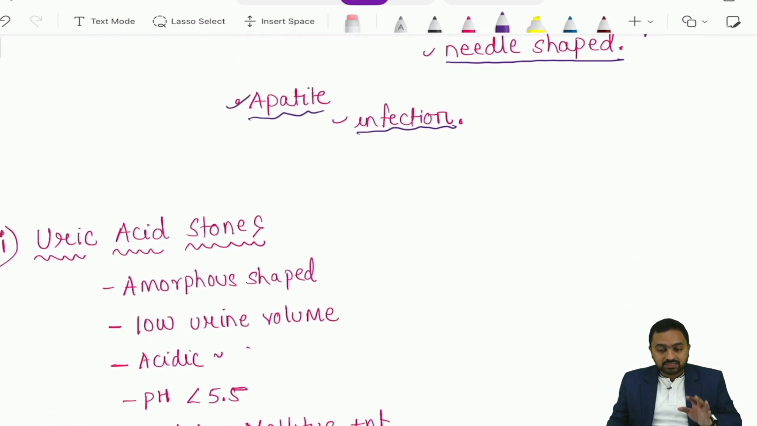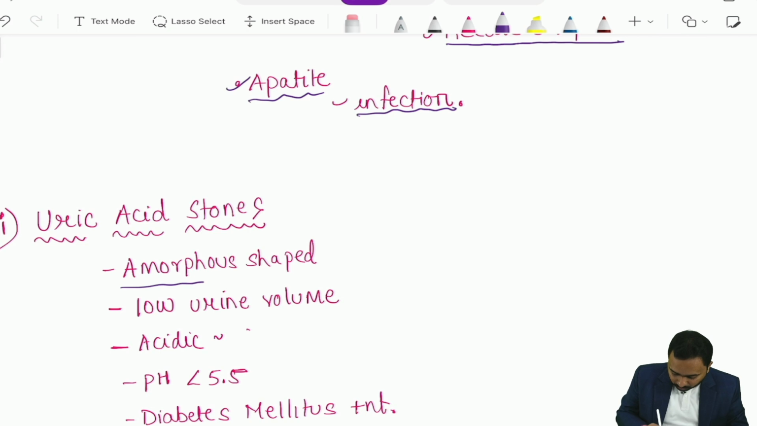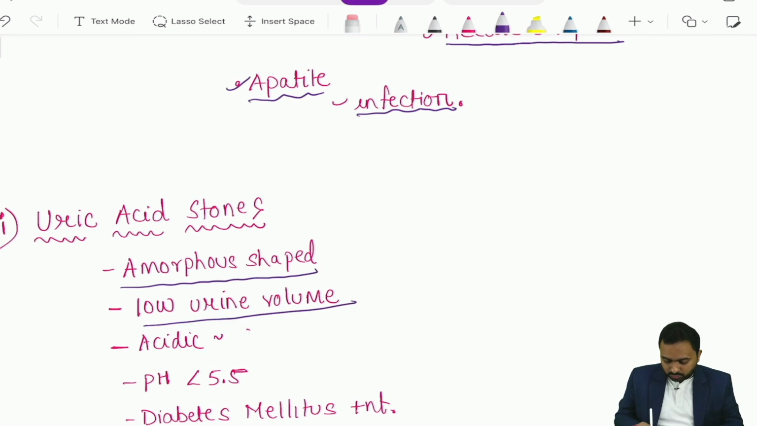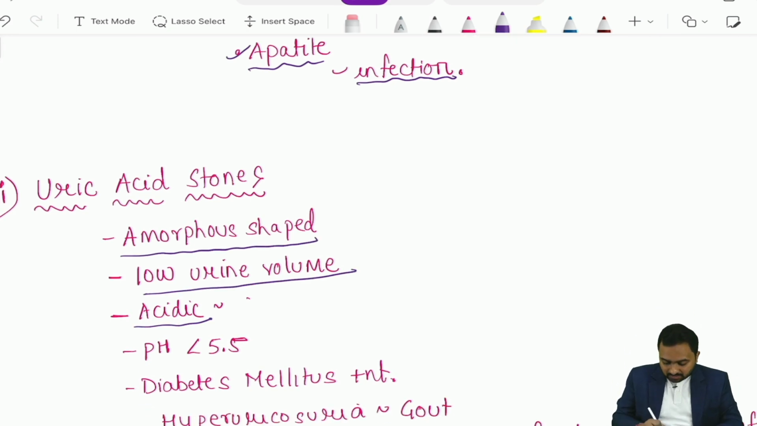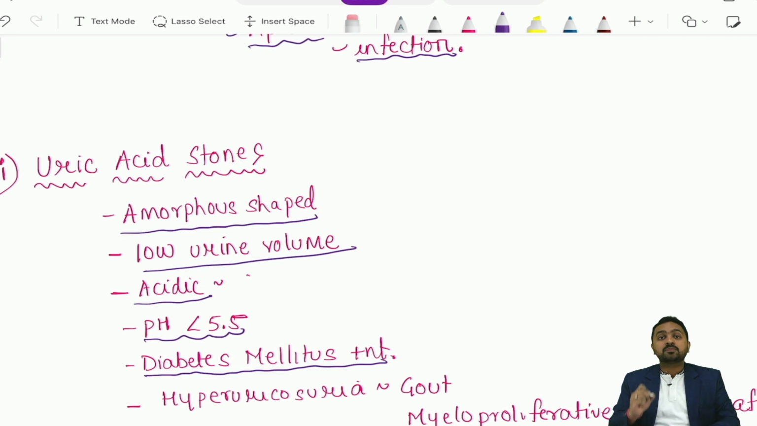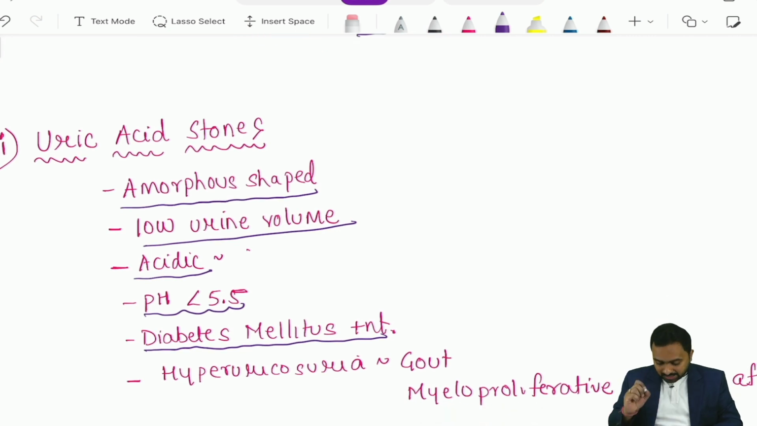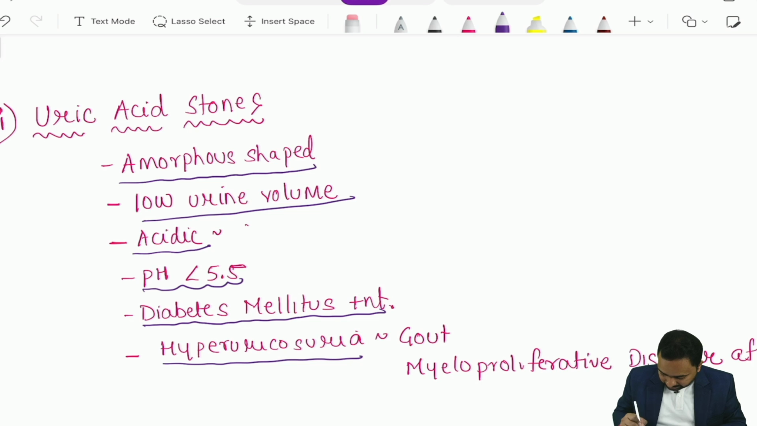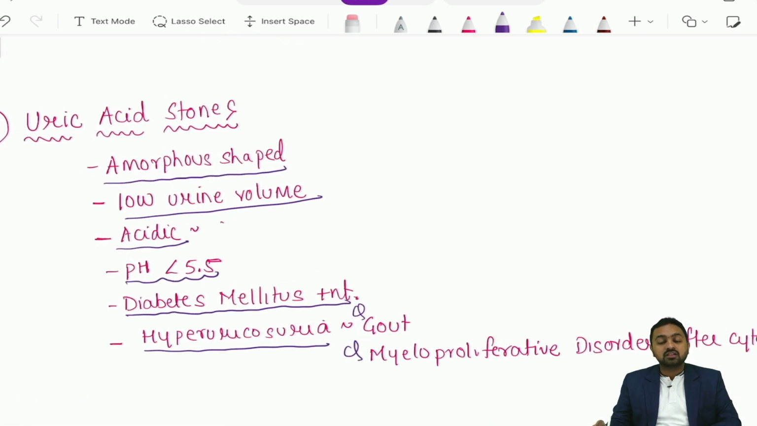Then you have your uric acid stones. Now, these are your amorphous stone, low urine volume and acidic, which is pH less than 5.5. Now, usually associated with your diabetes mellitus, and hyperuricosuria is seen in your gout and your myeloproliferative disorder after your cytotoxic treatment.